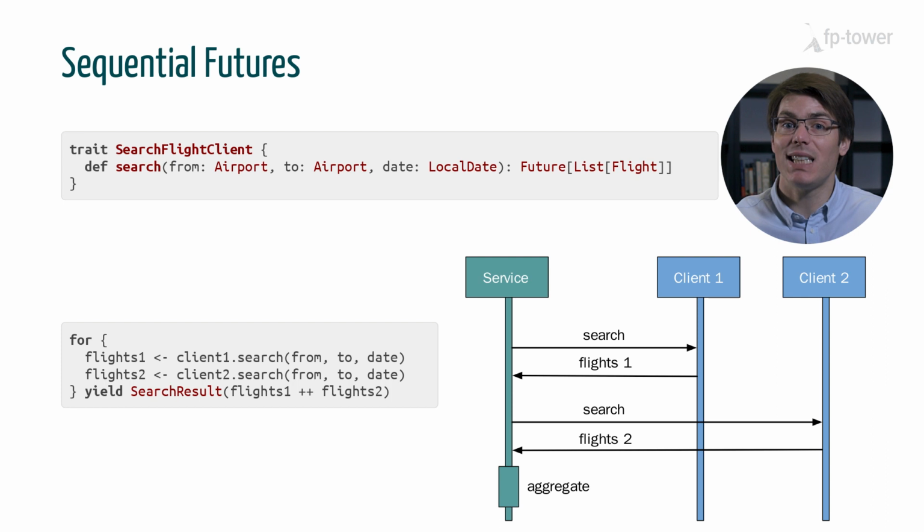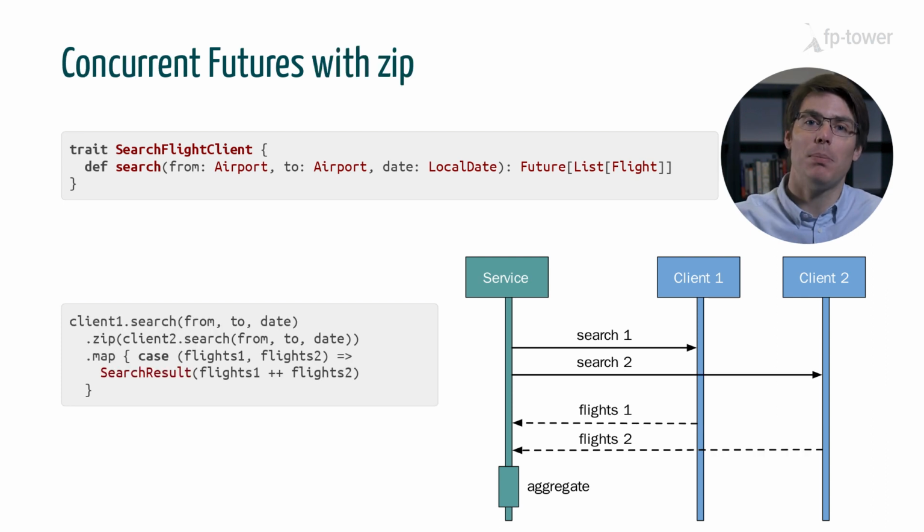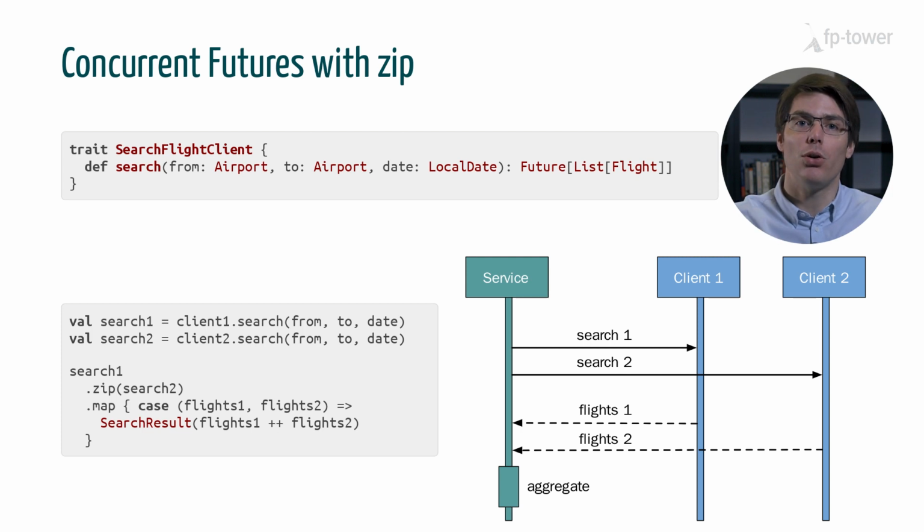And one way to sidestep this issue is to use the method zip instead of a for comprehension. Zip will start both futures concurrently and give us back a tuple of the results. Then we can use map to run the aggregation logic. This version of the code may be less readable, but at least we are guaranteed that both futures will run concurrently, even if we extract or inline the futures. For example, these two versions of the code produce exactly the same result.